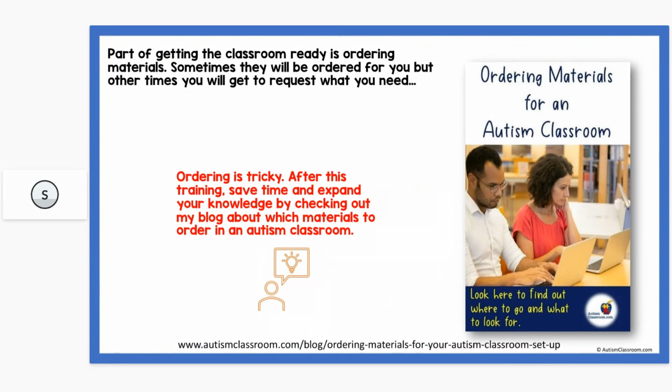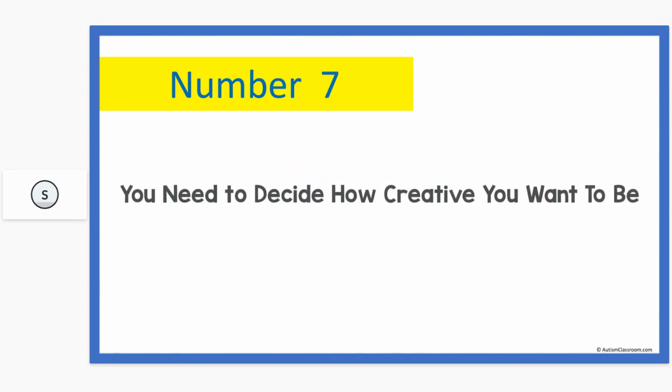And then part of getting the room ready is really ordering the materials. I do have a blog post on autismclassroom.com about ordering materials for an autism classroom, and it gives you some ideas on what to order. It used to have a bunch of pictures of what to order, and that was fantastic. Then Amazon changed some of their style, and all of those links no longer worked. I'm still working on that page, but it still has some decent information.